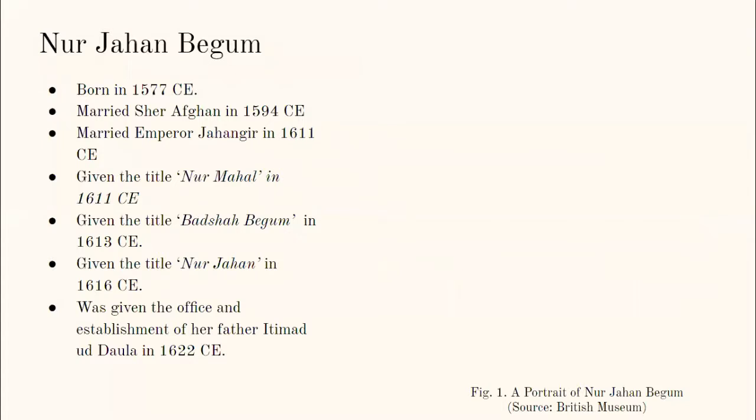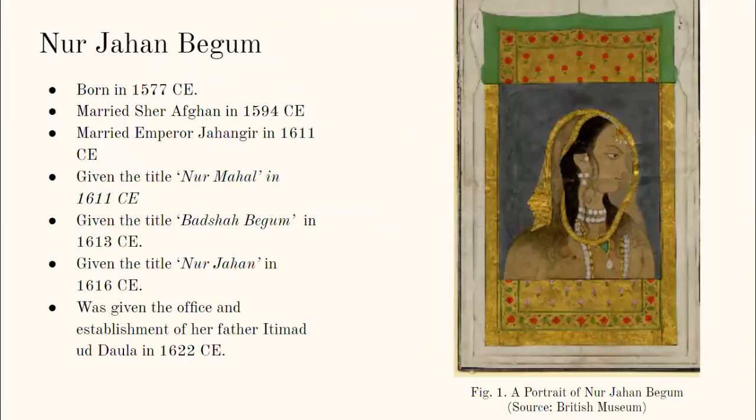So Nur Jahan Begum, formerly known as Mehrunisa, was born in the Persian household of Mirza Ghiyas Beg in the year 1577 CE. Now Mirza Ghiyas Beg was an emigre from Iran in the service of the Mughal Emperor Akbar. And over a period of time, he rose in position and status. By the time of Jahangir, he became the financial minister or the Diwan, one of the highest offices in the Mughal court. Akbar organized her marriage with Sher Afghan in 1594 CE, and both of them were posted in Bengal. After the death of Sher Afghan, Nur Jahan joined the Mughal harem.